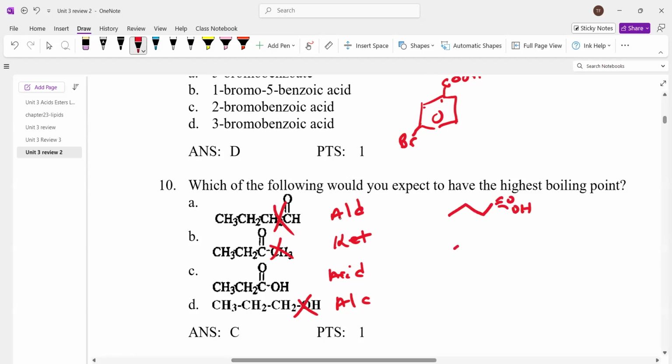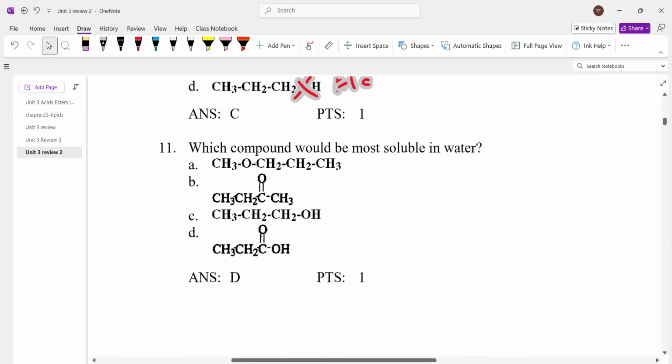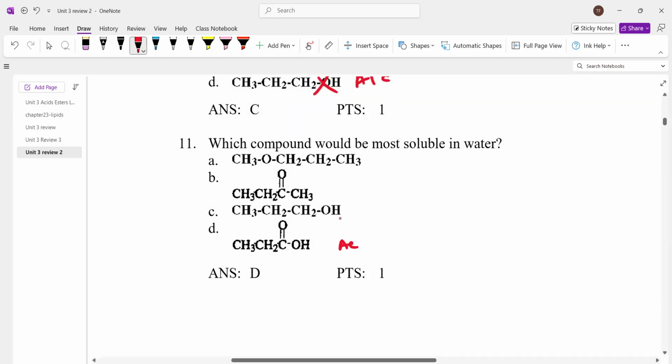Okay, now, if these were all acids, okay, so that's 1, 2, 3, 4. This is 3. This is 3 also, and this is 3. So between the two of these, which would be the highest one? This one, because it has more mass, more carbon. That's a C4, C3. Okay, most soluble in water would be the one that has the highest IMF. So acid, and this is alcohol, this is a ketone, and this is an ether. Okay, so acids have the highest IMF, so it would be D.